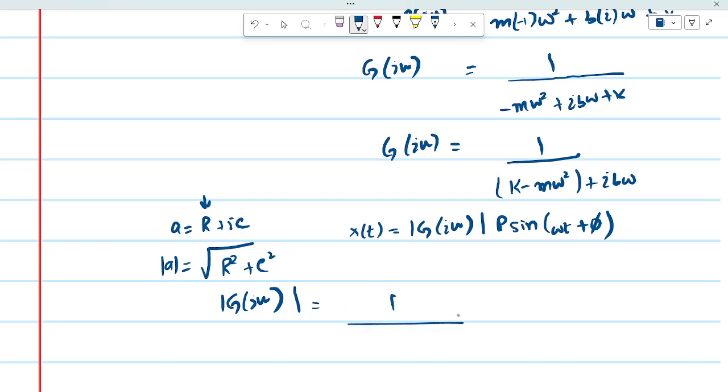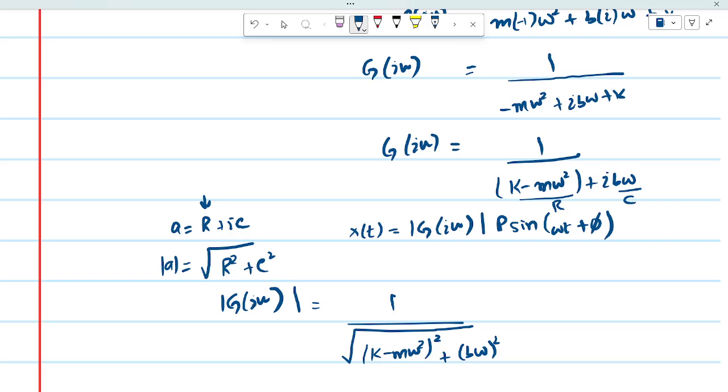So in this way you can find the magnitude of this transfer function as equal to 1 over, and let's call this r, and let's call this c. So it becomes the under root of r square, that is (k minus m omega square) square, plus b omega square. So that's the magnitude of our transfer function.